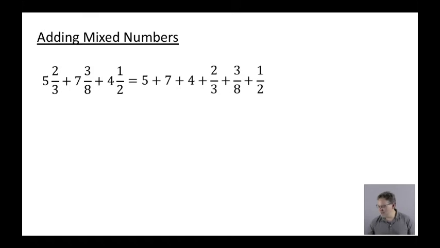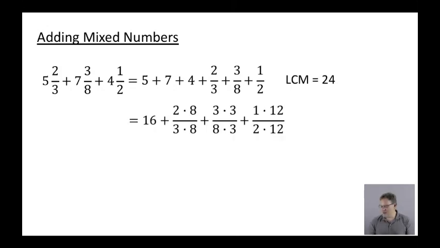The least common multiple of those three denominators is 24, which means that we're going to be converting each one of those fractions to 24ths. So you can see here, for the first fraction, we're going to be multiplying top and bottom by 8. The second fraction, we're going to be multiplying top and bottom by 3. And the third one will be multiplying top and bottom by 12. You can see we've added, on the left-hand side there, the whole numbers, 5, 7, and 4, to give us 16.